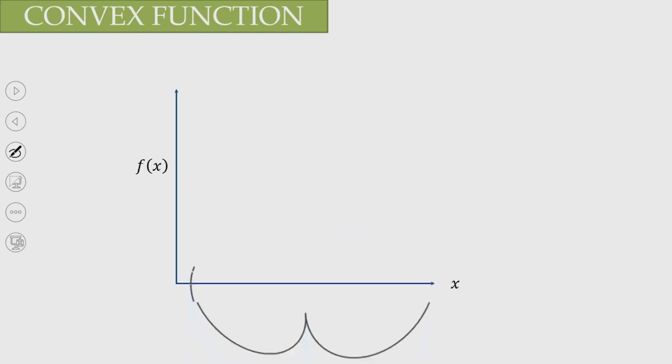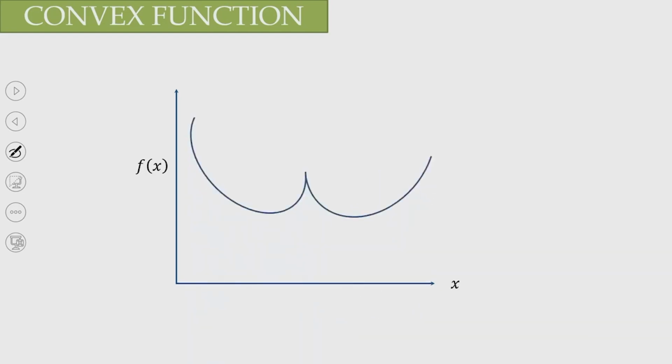Now, you take this particular function. Here if I take these 2 points, that will not cut this particular curve in any other location. Similarly, if I take this, then also this is true, but if I take these 2 points, then this line is cutting this particular curve here, and therefore this function is not a convex function.